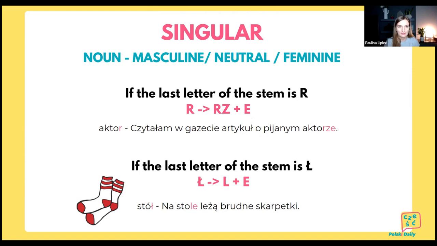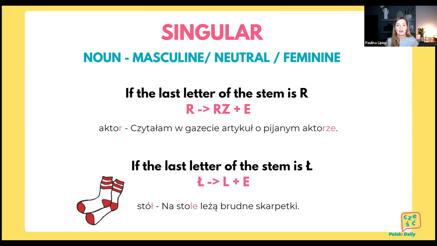So for example, we have a word aktor, aktor. Czytałam w gazecie artykuł o pijanym aktorze. I read an article about a drunk actor in a newspaper.